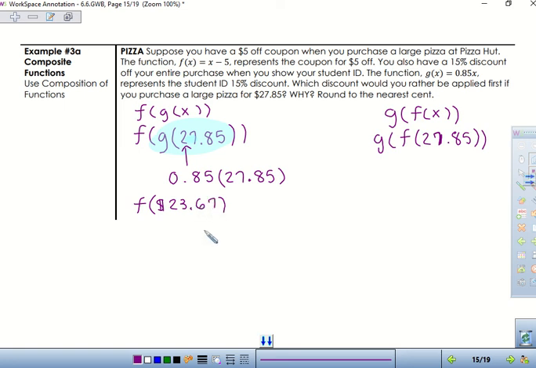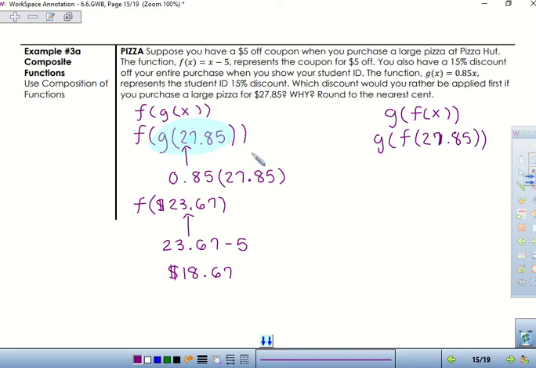So am I done with the problem? Do I have the final answer? No. Now I need to do f of this amount. So to get that, I'm going to plug this into the f of x function. And that's going to give me $18.67.